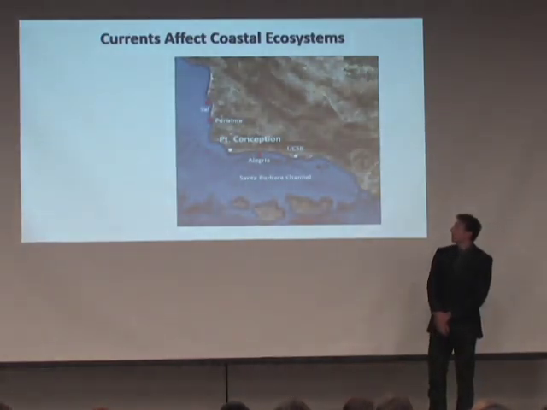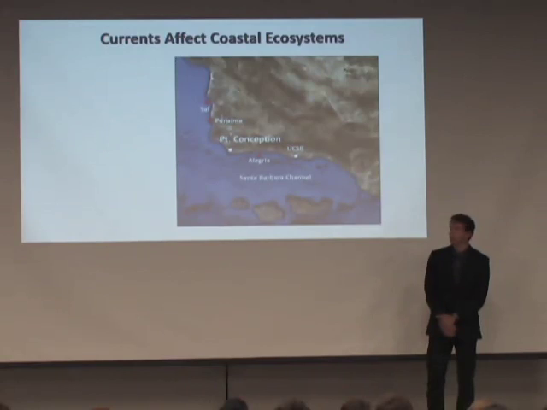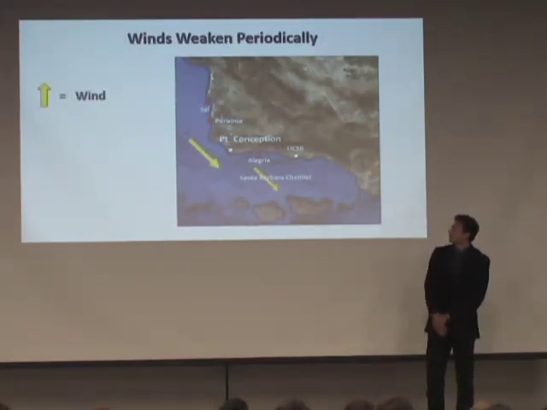So we want to get an idea of what the currents normally look like in this area, and they're all driven by the wind. So first I'll note that we have these strong equatorward winds blowing for most of the year, but during the summer we see that the winds die down over a period of about a couple days, and this process repeats about every 2 weeks, where the winds relax and disappear for a few days.